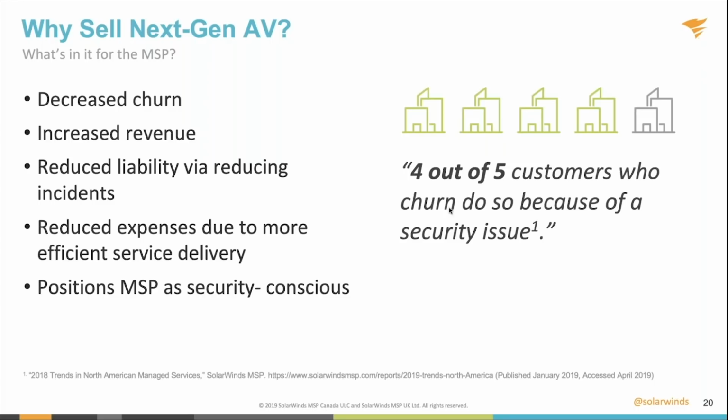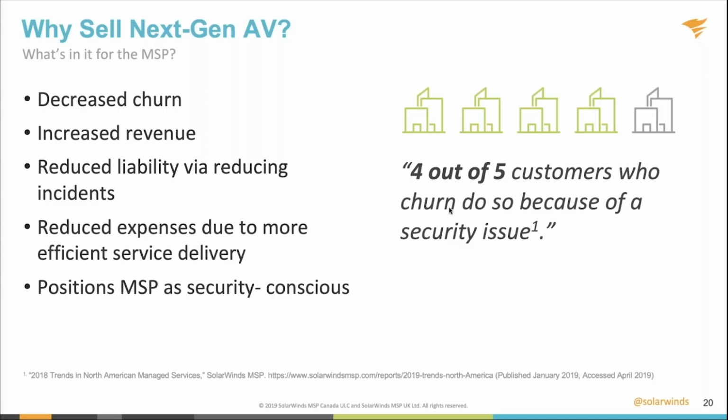and a lot of times that's where that churn happens. Of course, you have a chance for increased revenue because you're selling a more advanced product, so you're going to be able to charge more for it. It is better protection, so you're adding additional layers and you'll be able to charge more for that. You're going to have reduced liability because, of course, you're reducing the number of incidents. The less incidents you have, the less chance of something going wrong, and that reduces your liability as a service provider. You're going to have reduced expenses due to the more efficient service delivery.